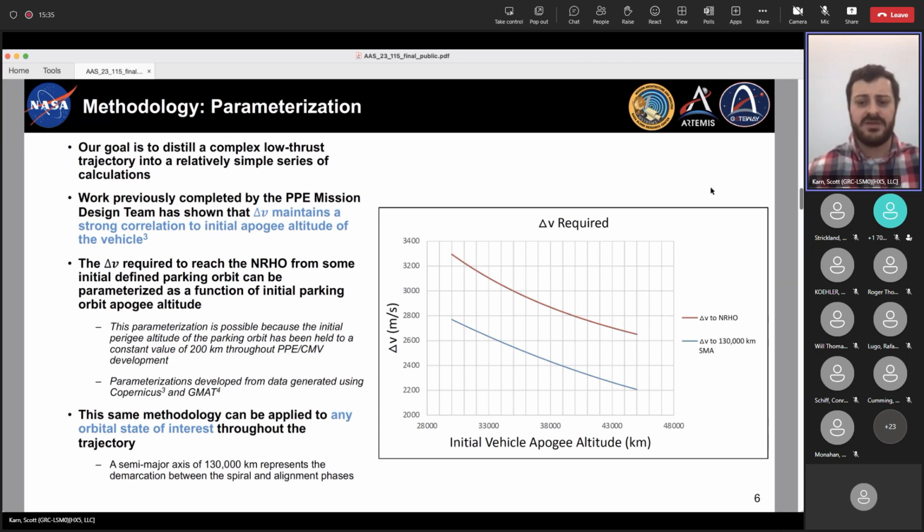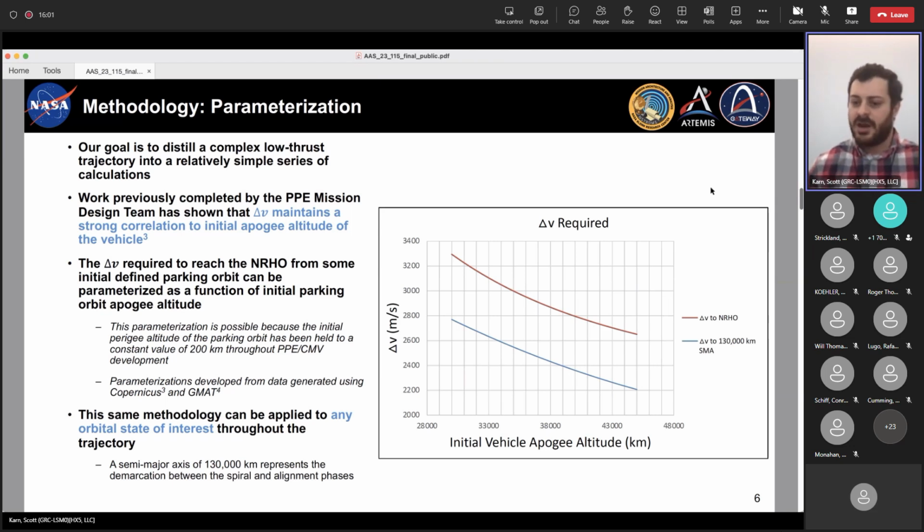And you can see it's a relatively clean curve fit here. And this is a fit to Copernicus data. So behind these lines are a large number of runs in Copernicus that we've then fitted these curves to. But this is a relatively simple methodology. It's just delta V as a function of a single variable. But you can also apply this methodology to pretty much any orbital state of interest throughout our trajectory.